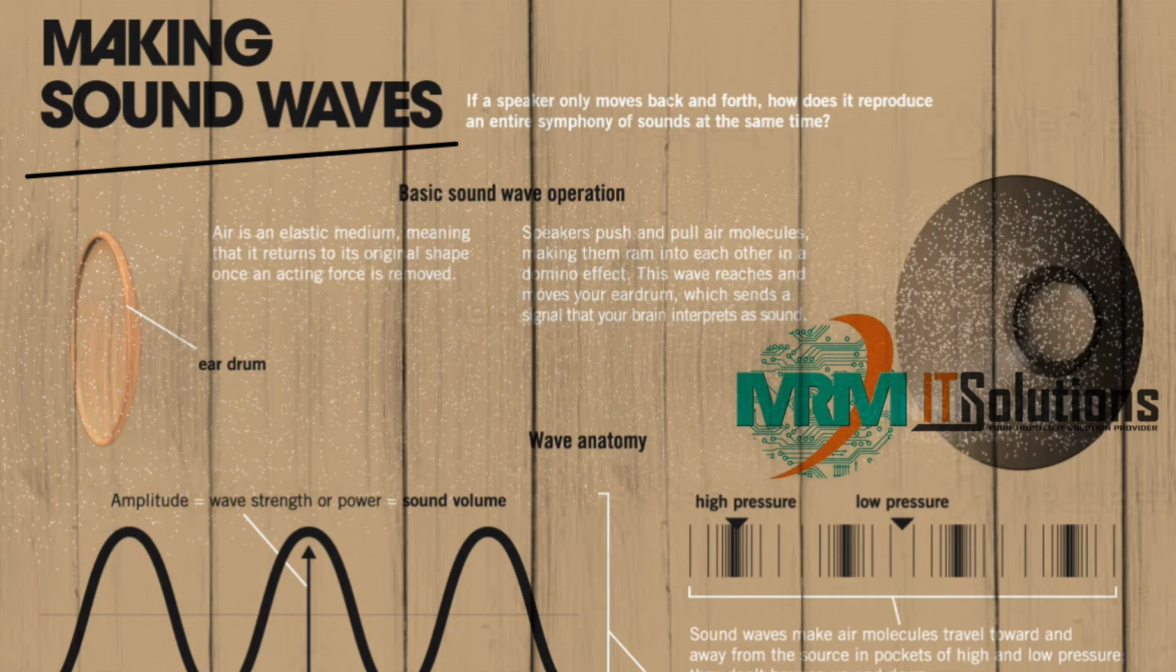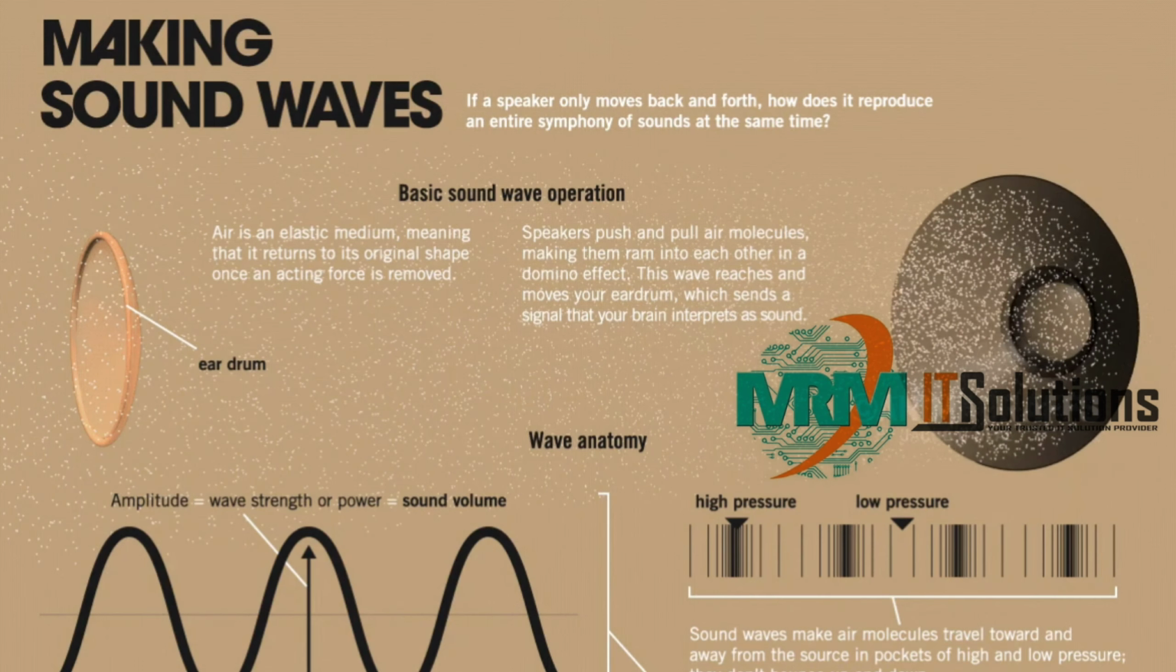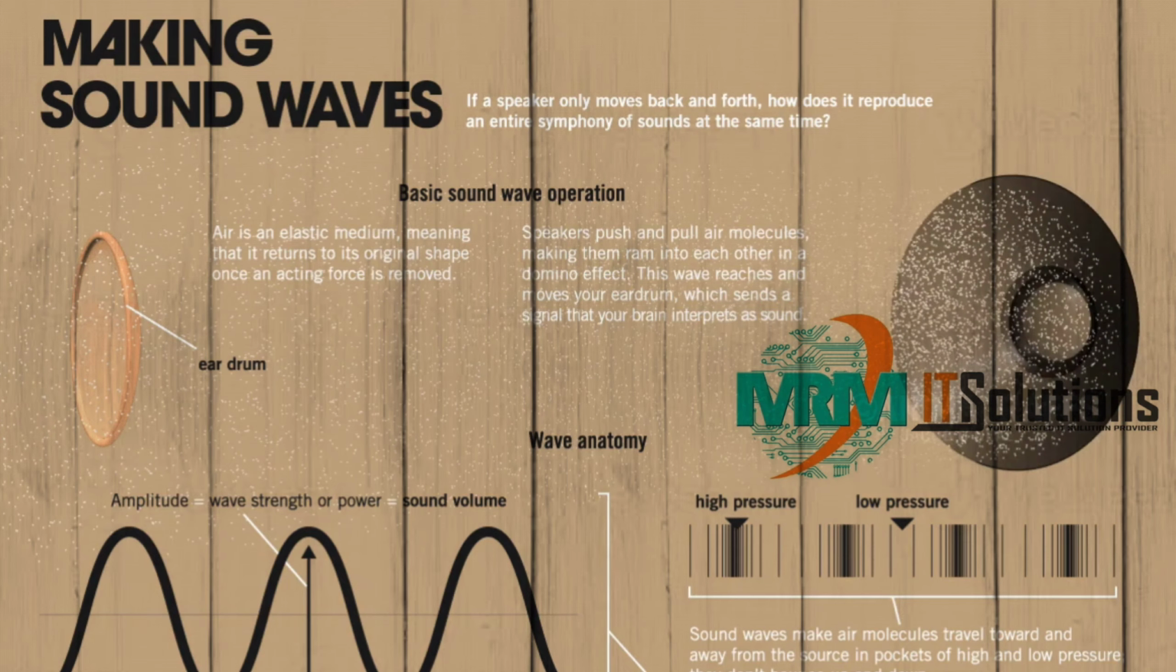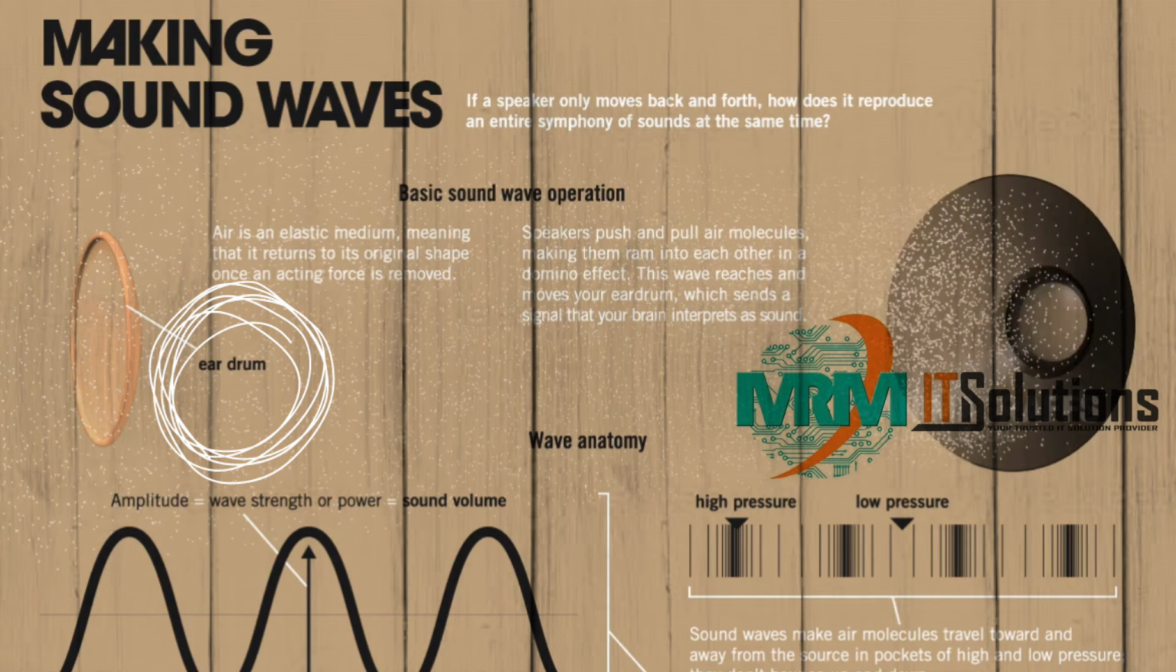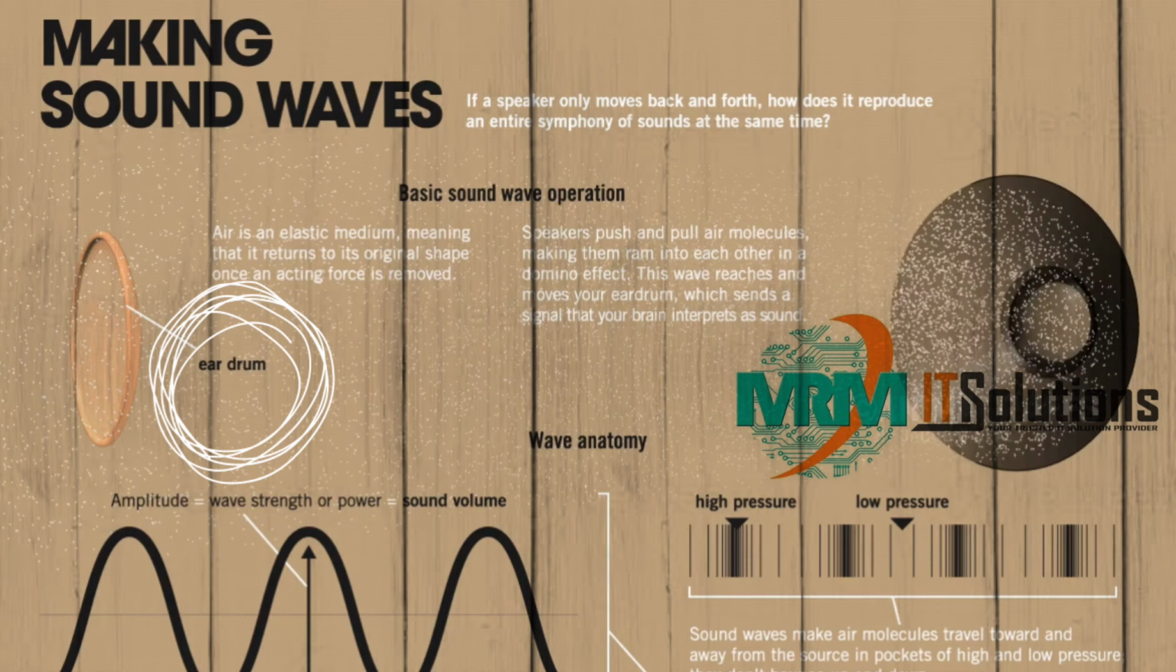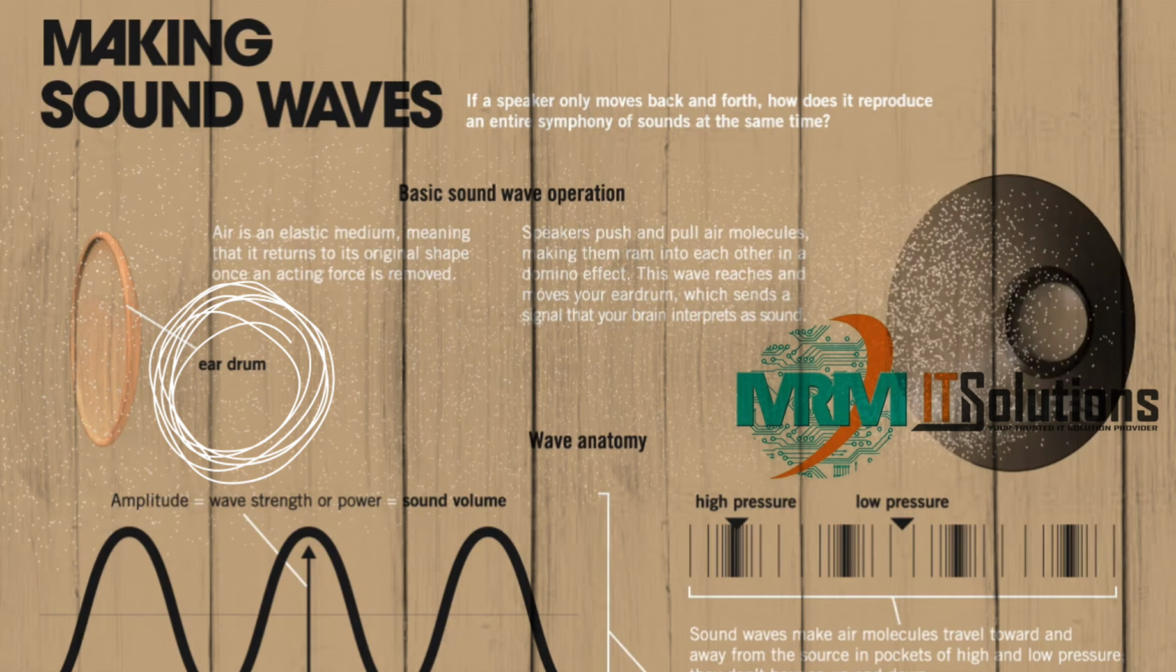Making sound waves. Basic sound wave operation. A speaker pushes and pulls air molecules, making them ram into each other in a domino effect. This wave reaches and moves your eardrum, which sends a signal that your brain interprets as sound. Air is an elastic medium, meaning that it returns to its original shape once an acting force is removed.